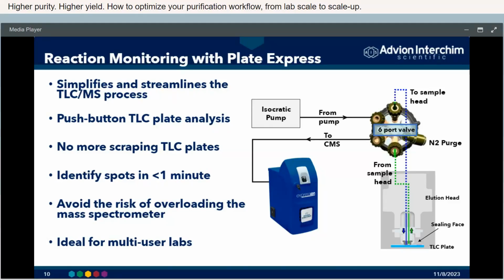Okay, so no more scraping of TLC plates is necessary. You're able to get a mass spectrum from your spot in less than a minute. You're able to avoid overloading the mass spectrometer, which is a common problem with mass spec. And this is really an ideal solution for multi-user labs.